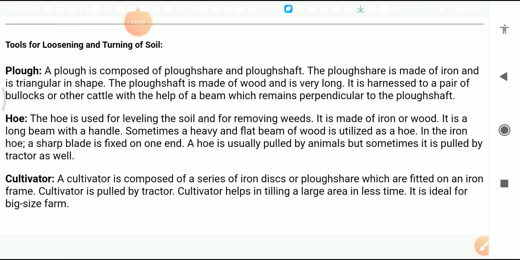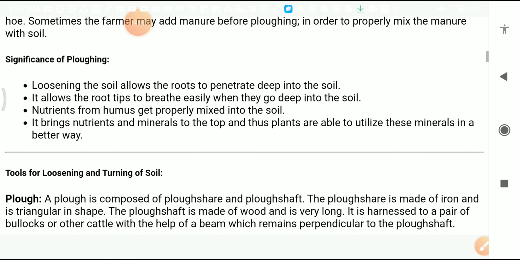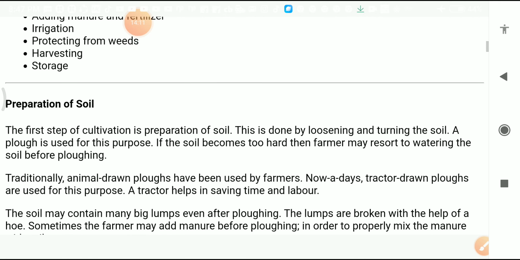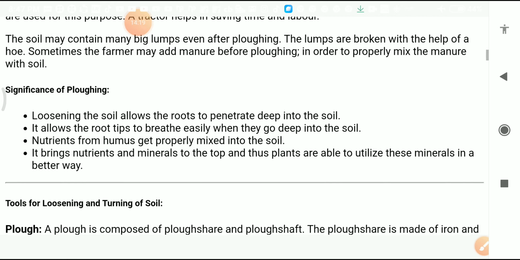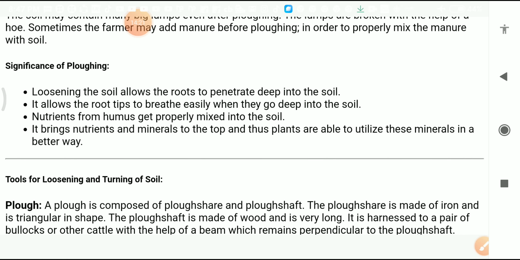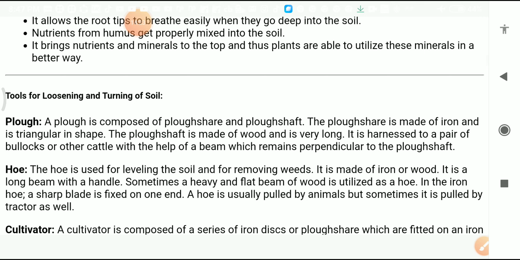Students, I hope you understand all these points: the first steps of agricultural practices, preparation of soil, what is the significance of plowing, and which types of implements we can use in agricultural practices.